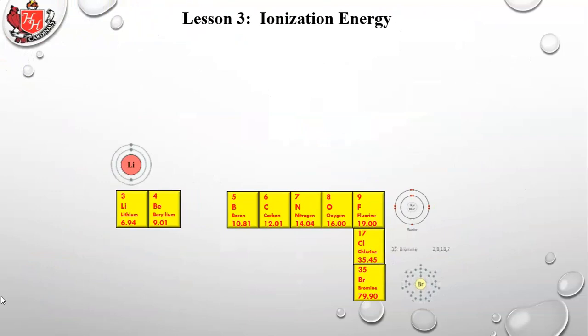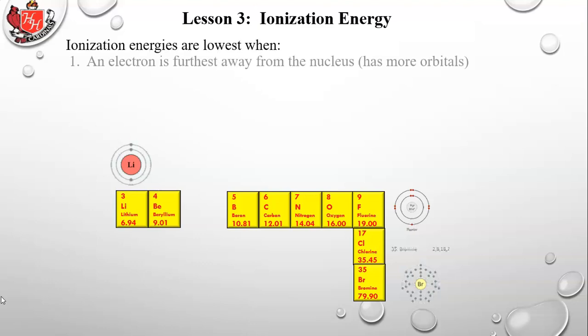Now we're going to understand the reasons for this. Some are a little complicated, some are kind of simple. So ionization energies are lowest when, 1, an electron is furthest away from the nucleus, that is, it's in an atom that has a lot of orbitals. And ionization energies are also lowest when the nucleus has fewer protons. So let's take a look at a couple of examples.